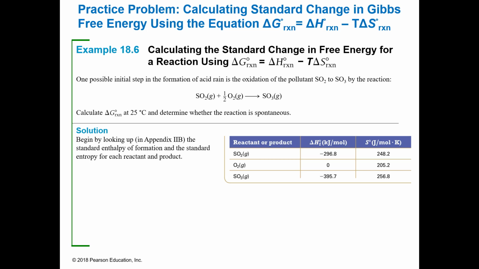So the standard definition is any element that's in its standard state at 25 degrees Celsius, 1 atmosphere pressure, is going to have a standard enthalpy of formation of 0. So that's why oxygen is 0.